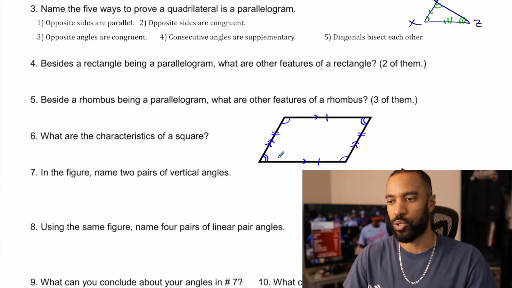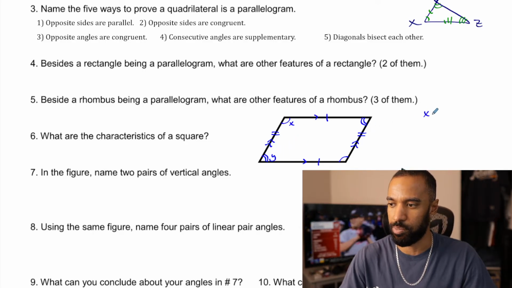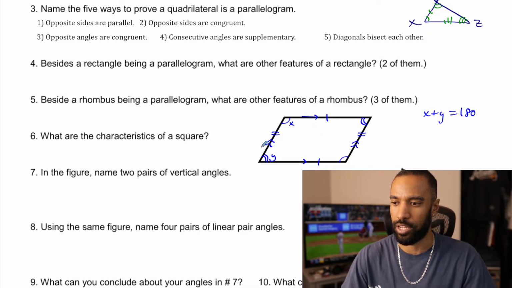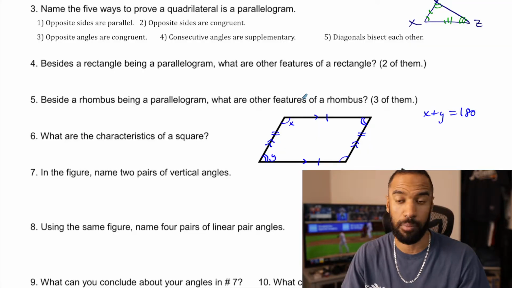Consecutive angles are supplementary. I don't have a way of really marking that other than if I put like an X and a Y that shows that X plus Y is 180. If you notice, this is 2 parallel lines cut by a transversal. These are same side interior angles, which are supplementary. Something we get to talk about more later.